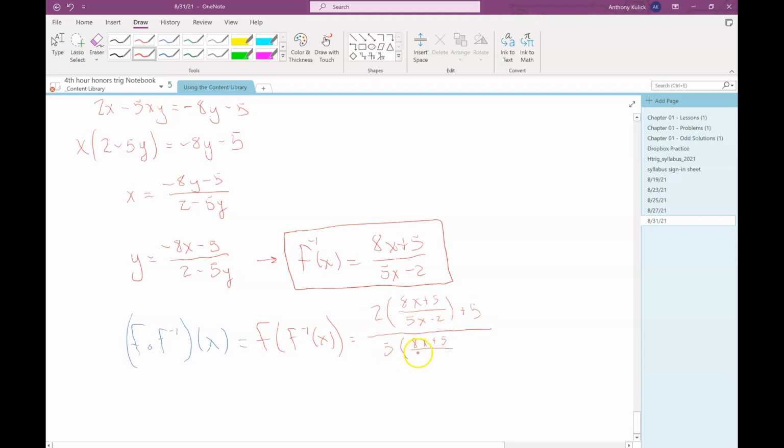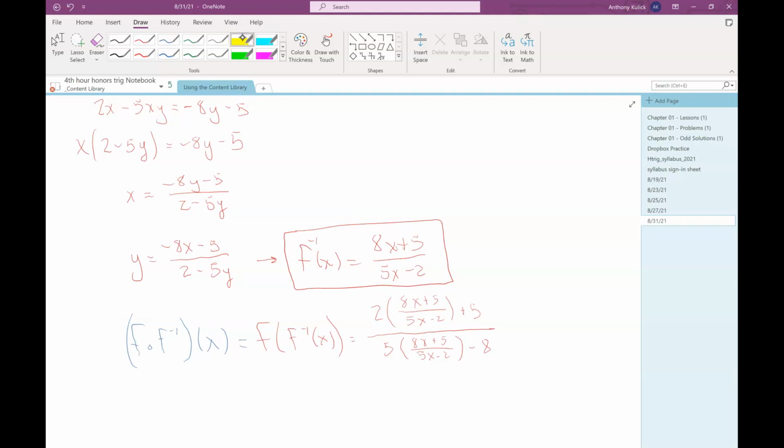And I meant f inverse of x for x, excuse me. And then woof, that looks pretty rough there, right? Well, here's the trick that I would use in this situation: I would start by getting rid of the fraction inside of other fractions.